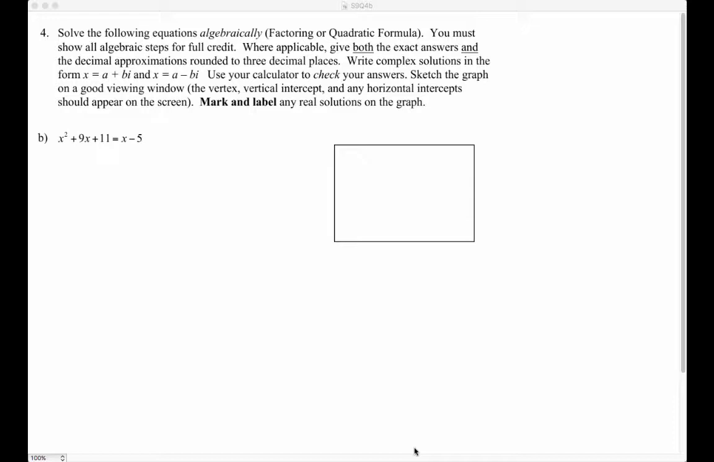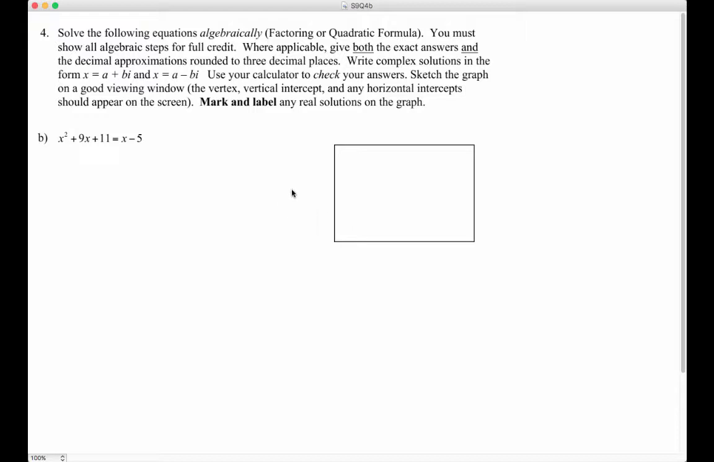So in 4a, what we saw is that we had two real solutions to our quadratic. And when we looked at the graph, we saw that it crossed the x-axis twice. And when we used the intersection routine, we were able to verify that the numbers we got algebraically were the same as the ones we got graphically. So we're going to do the same thing here in this one. But this time we're going to find that perhaps we don't have two solutions. So we'll see how that works out.